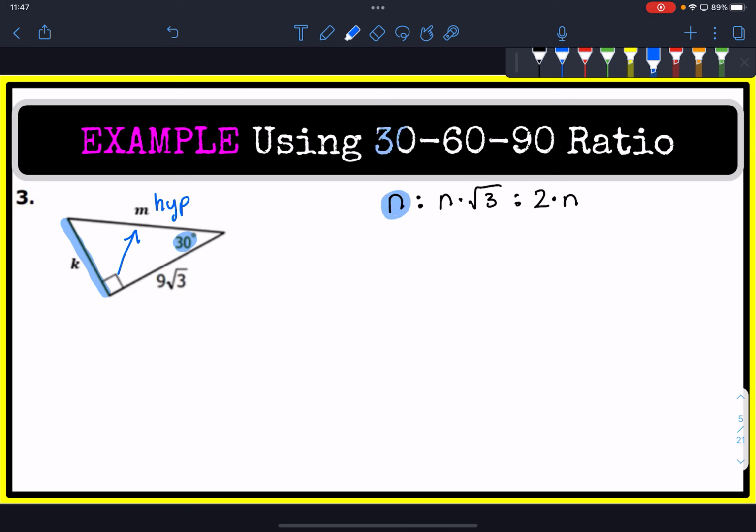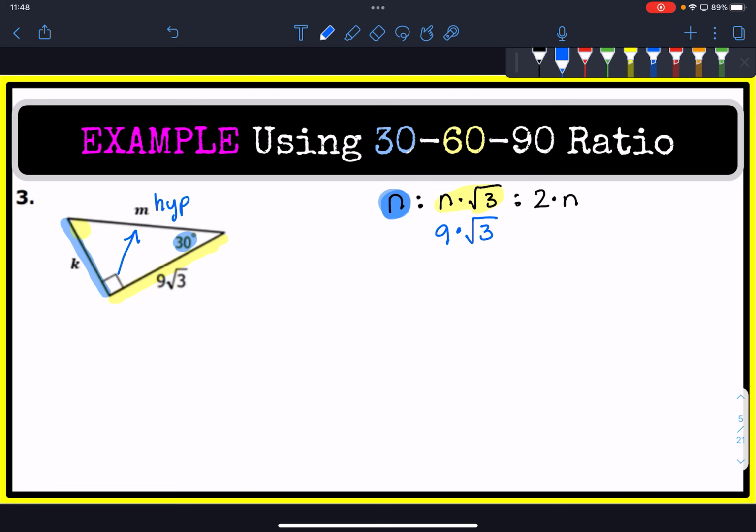So across the 30 is going to be the shortest side, which is going to just simply measure n, but we don't know what that value is. Across the 60, which obviously has to be this one, is going to be this side right here. And that's the side that they give us. So they're giving us that the side opposite of the 60, which is this one, is equal to 9 times the square root of 3.